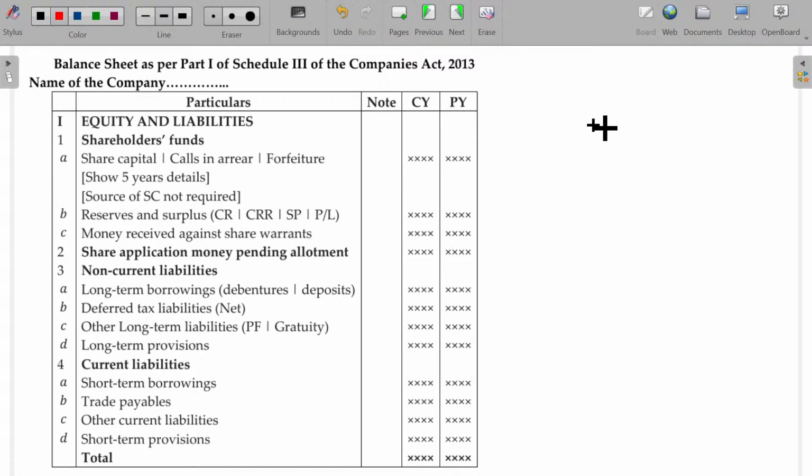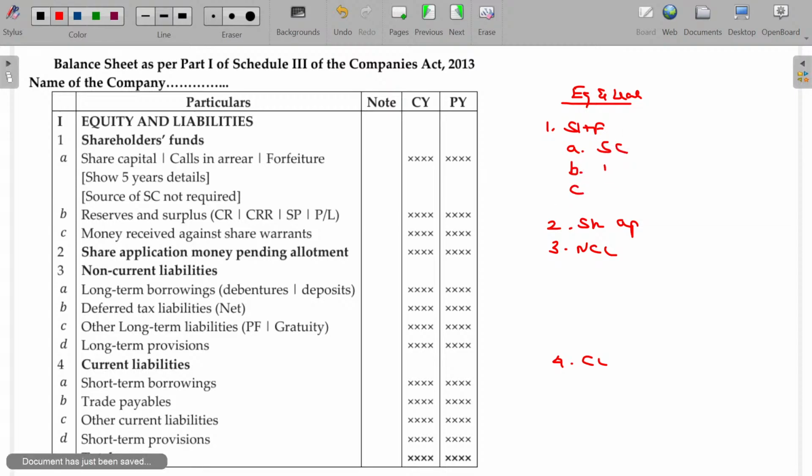So what are the things that are there? In case of equity and liabilities, you have one, shareholders funds, second, share application money pending allotment, third, non-current liabilities, fourth, current liabilities. Very simple. That's how you have to understand the four major blocks, and then later you learn what could be the internal items available. Under shareholders funds, we have three blocks. One is share capital, another one is reserves and surplus, third one being share warrant.